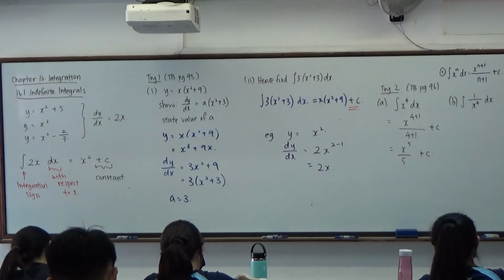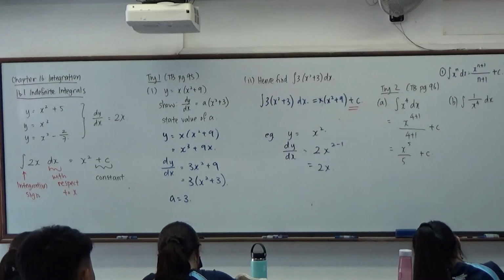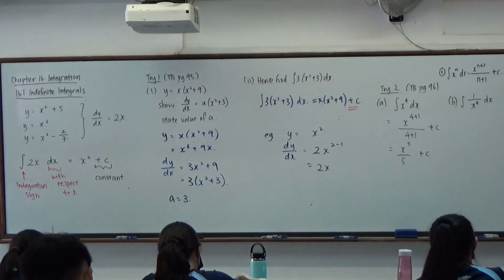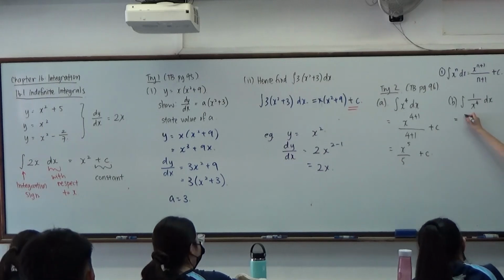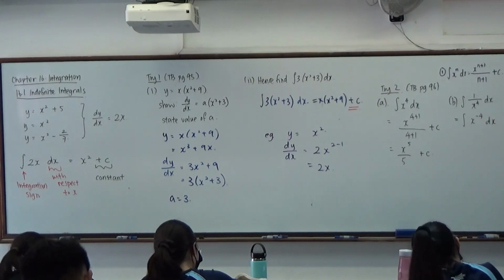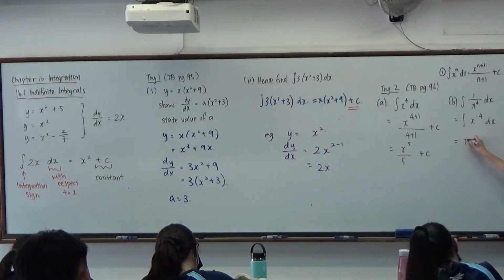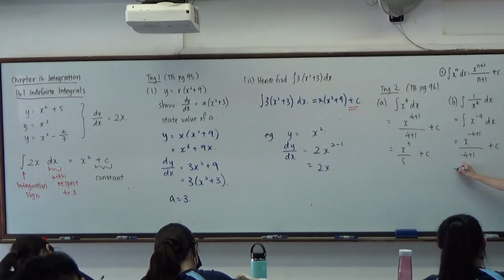What if I want to integrate 1 over x to the power of 4 instead? How will that look like? We do our indices law to recognize that 1 over x to the power of 4 is the same as x to the power negative 4. Then the same law applies whereby power plus 1 divided by the new power, and remember to plus c.